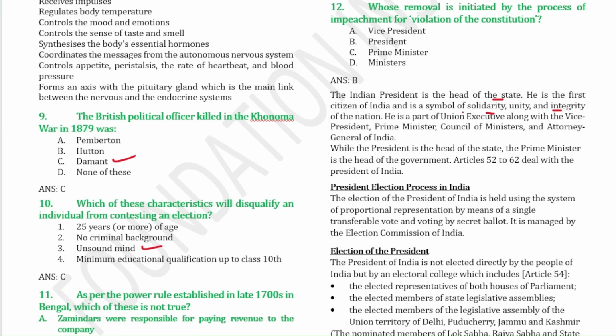Now he is part of the Union Executive along with the Vice President, Prime Minister, Council of Ministers, and Attorney General of India. While the president is the head of state, okay, the prime minister is the head of government. So you have to differentiate between these two. And Article 52 to 62 deals with the president of India. So you can go through the articles, okay, because it's important from exam perspective.